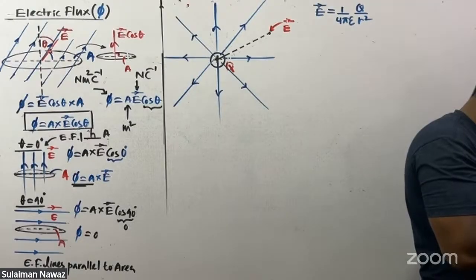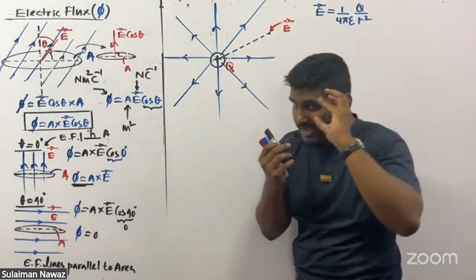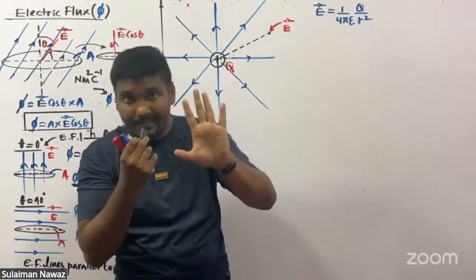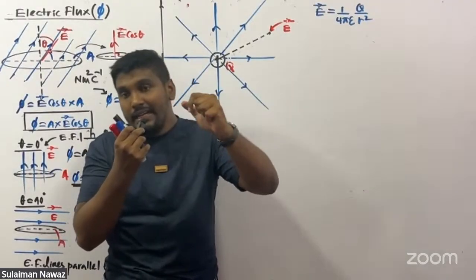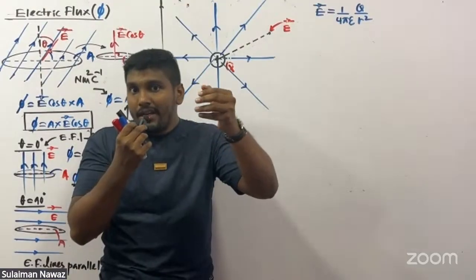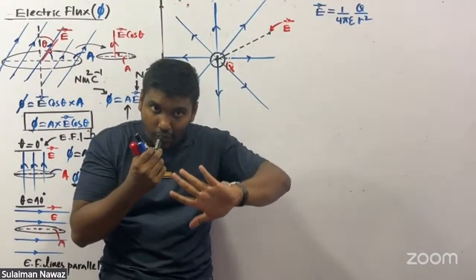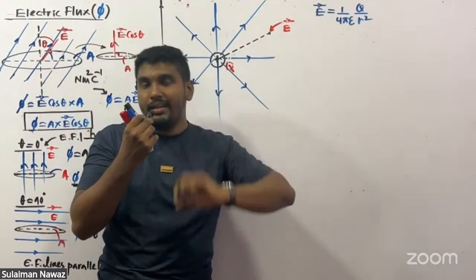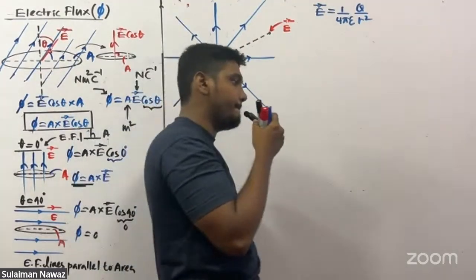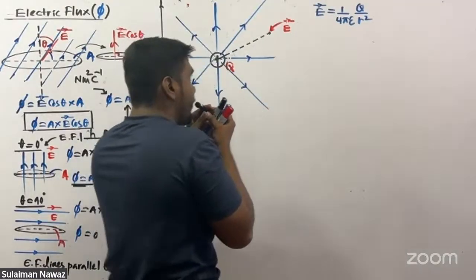Right. Now, just keep in your mind what electric flux is. Electric flux, psi, means the electric field intensity perpendicular to the area we are considering, times the area. So, see what I'm going to do here.